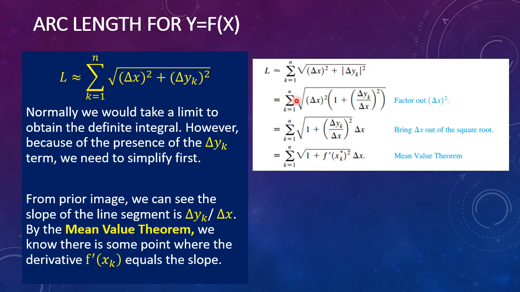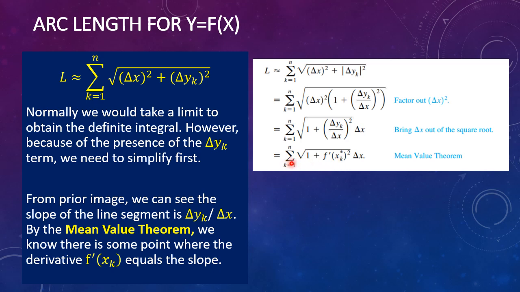First, factoring out a delta x squared. Then notice here we get 1 plus the slope squared, and we can substitute in f prime for that slope. Since we have the square root of delta x squared, we can take the square root of that, and we get delta x outside of the radical. And now we have it in a form that is all defined in terms of x and f of x, and its derivative.